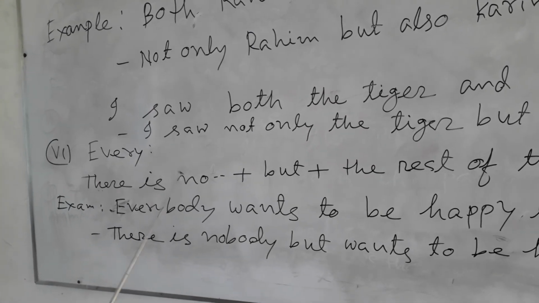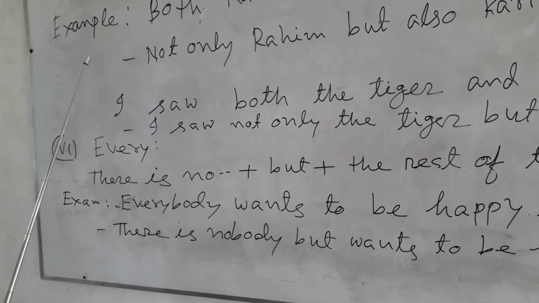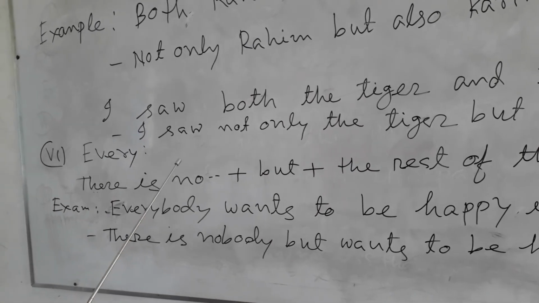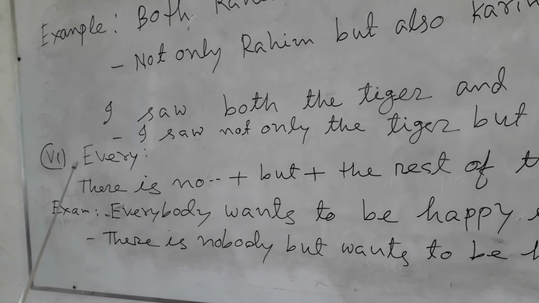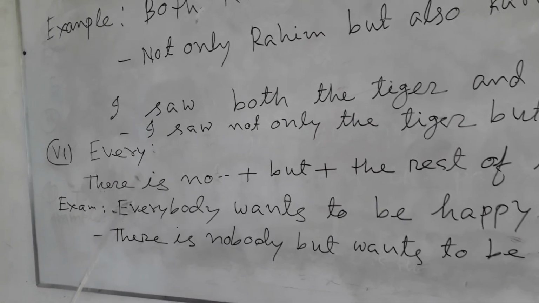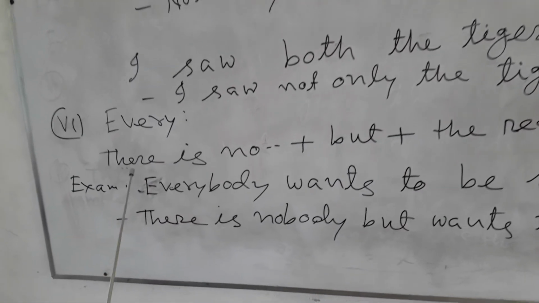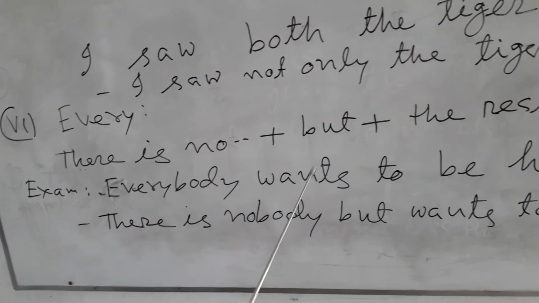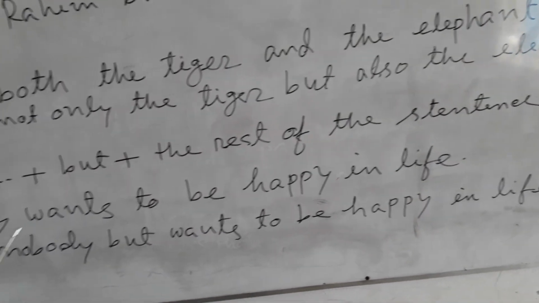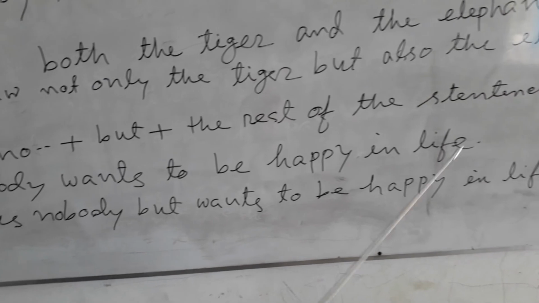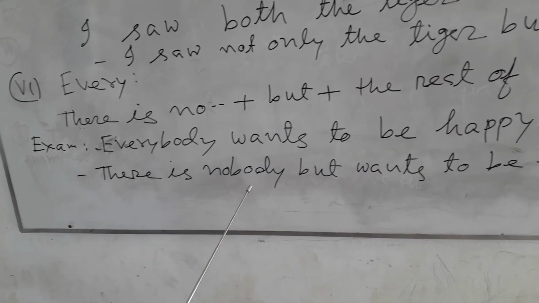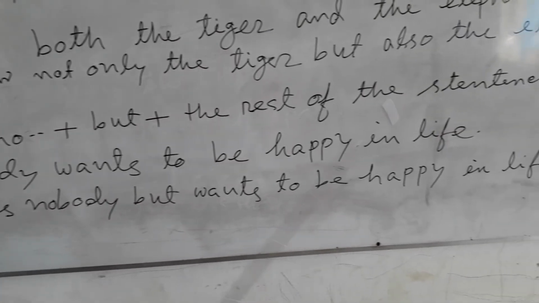The next item, the use of every. If every is added to the subject, we use there is no in place of every. The sentence will be, according to the structure, there is no plus but plus the rest of the sentence. Example: Everybody wants to be happy in life. The answer: There is no body but wants to be happy in life.